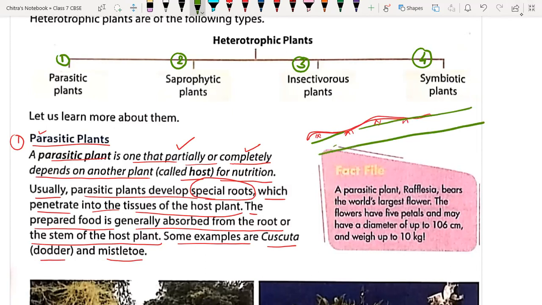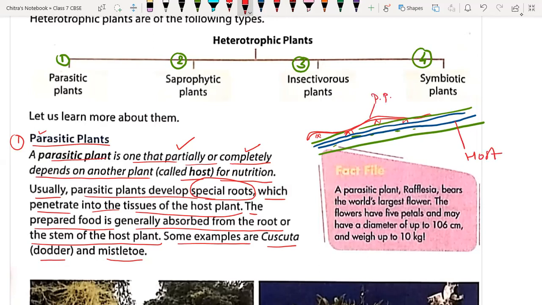Okay. This is the host plant branch or maybe the stem. Suppose here they have special kind of tissues called xylem and phloem from which food is being transported. So these special kind of roots, that red color one I have drawn here, penetrate the tissues of that host plant. This is the host plant. And here we have the parasitic plant.